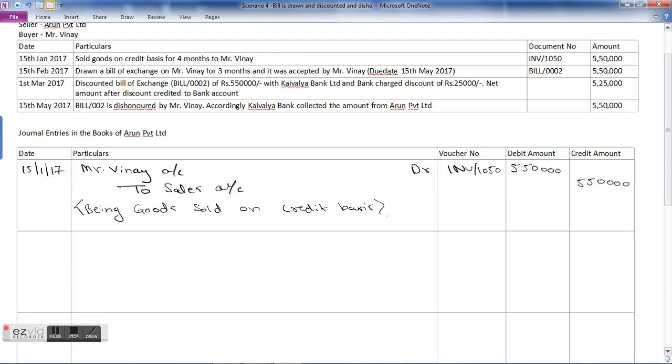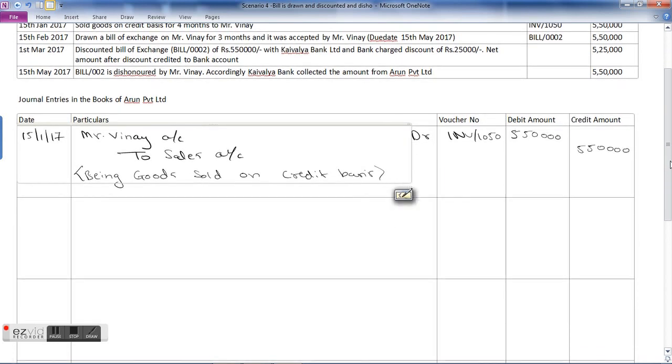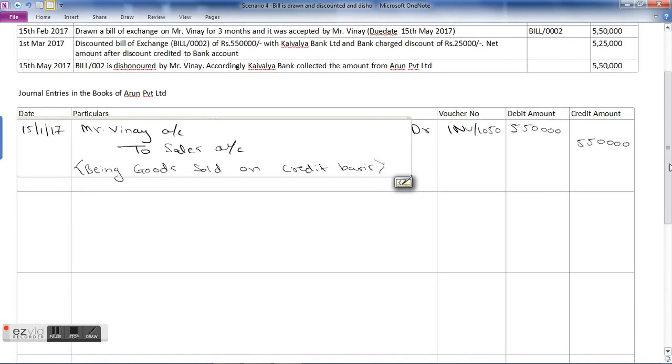Then the next entry is 15 Feb 2017. Drawn a bill of exchange on Mr. Vinay for 3 months, and it was accepted by Mr. Vinay on the same date, that is 15 Feb 2017. Bill number is bill 0002. Amount is 5,50,000. So in the books of Mr. Arun, the debtors balance in the debtors account will get reduced, and there will be a new asset created, that is bills receivable account.